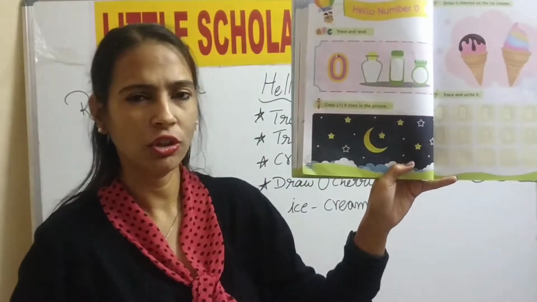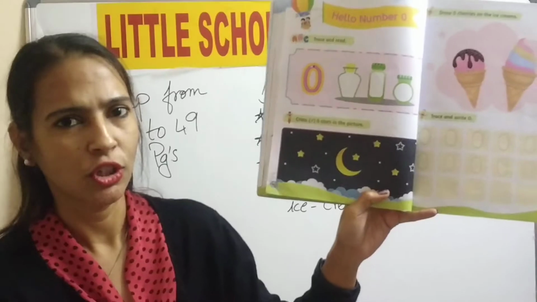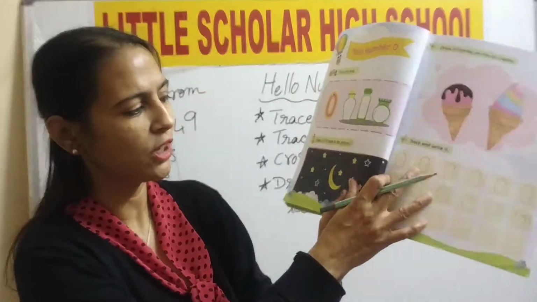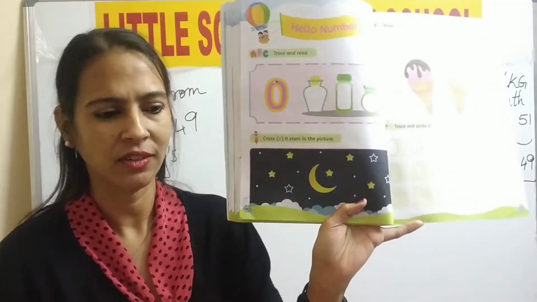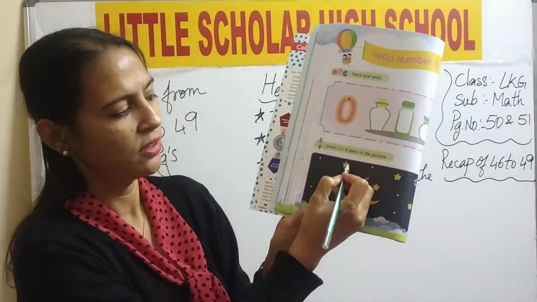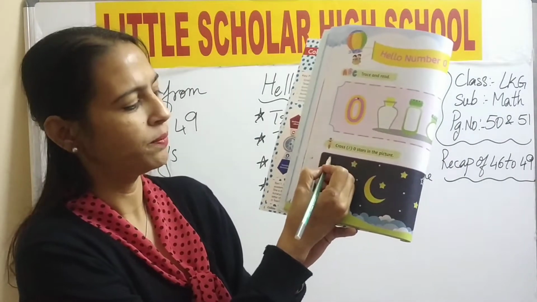So, we need to cross out 0 stars. So, that means no stars should be there in the picture, right? So, we need to cross it out all. Yes? So, let us cross out all the stars which are there to make it 0.